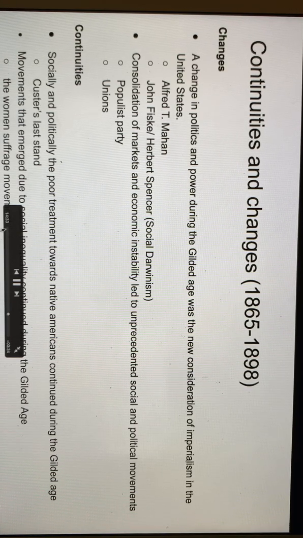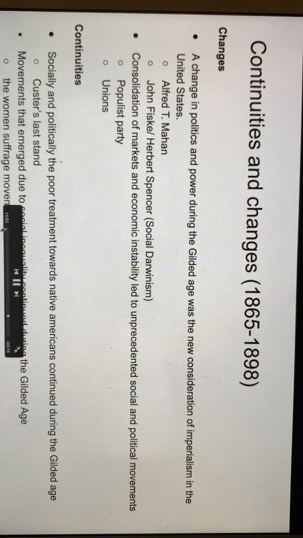Poor treatment towards the Native Americans continued during this time period. This includes Custer's Last Stand, in which General Custer got a lot of publicity due to something cruel that he did in actuality, and the Dawes Act as well.